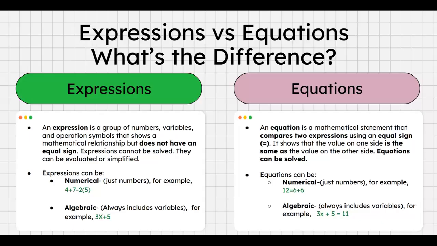So the main difference between expressions and equations is the fact that equations have equal signs and expressions do not, and equations can be solved. Expressions can only be evaluated. Equations can be solved because of the equal sign. And like I said before, yes, you might be able to find a value for this, but the moment you put equals a number, you are working with an equation. Okay? This by itself is just an expression. So let's do some practice.